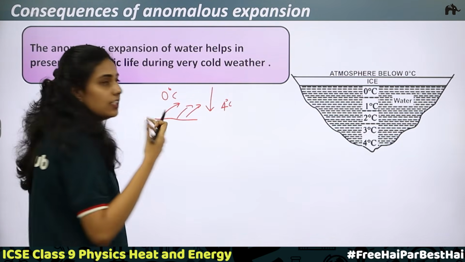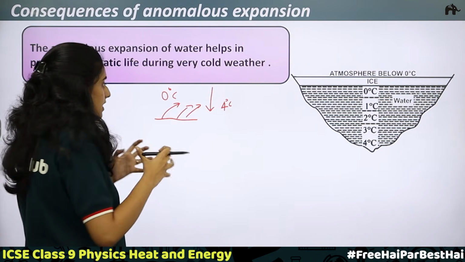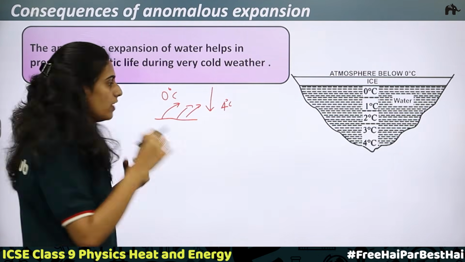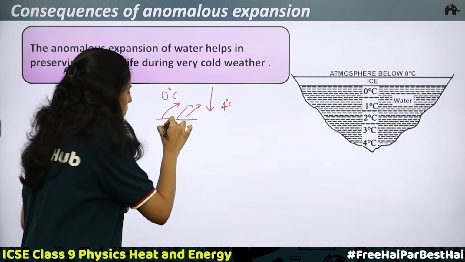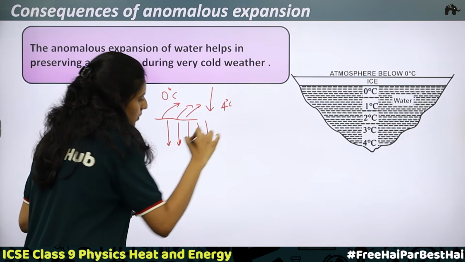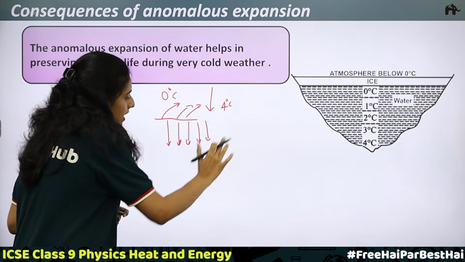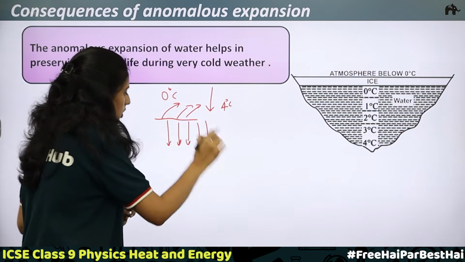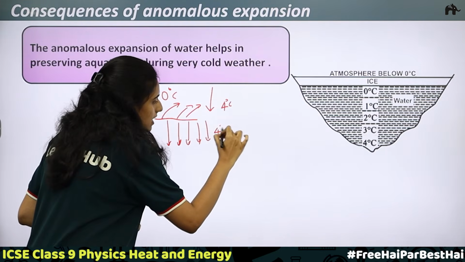It will start turning cooler, which means it is contracting. The density is increasing. So when the density increases, what happens? The high density water will go to the lower layers. It will start going to the lower layer, till the entire water below this layer becomes 4 degrees Celsius.